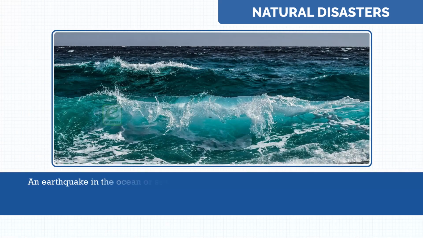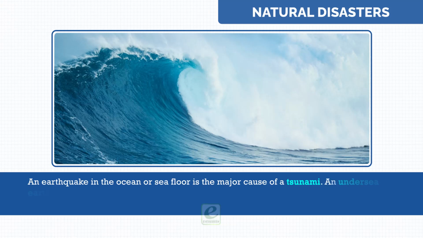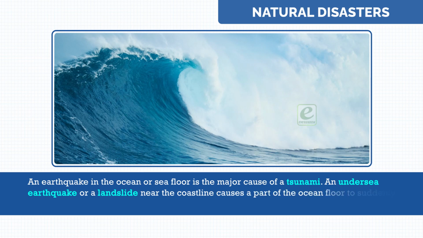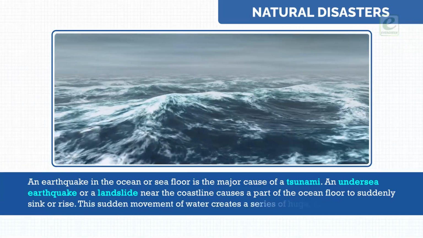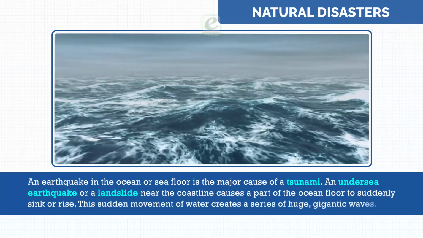Tsunami. An earthquake in the ocean or sea floor is the major cause of a tsunami. An undersea earthquake or a landslide near the coastline causes a part of the ocean floor to suddenly sink or rise. This sudden movement of water creates a series of huge, gigantic waves.